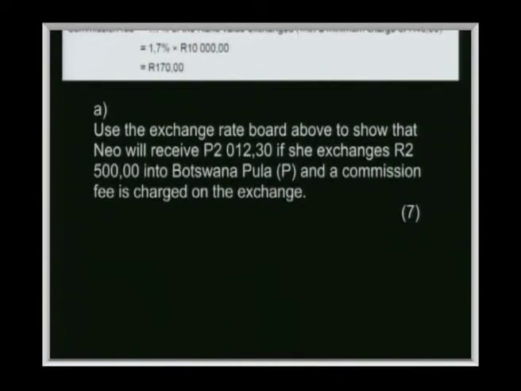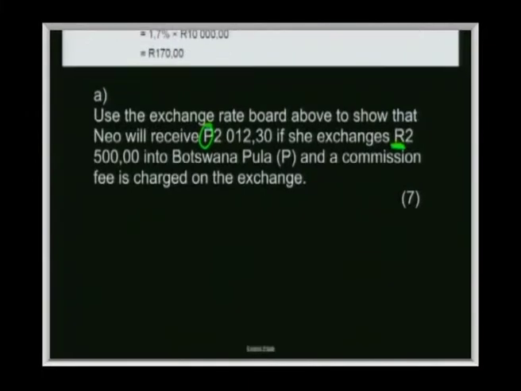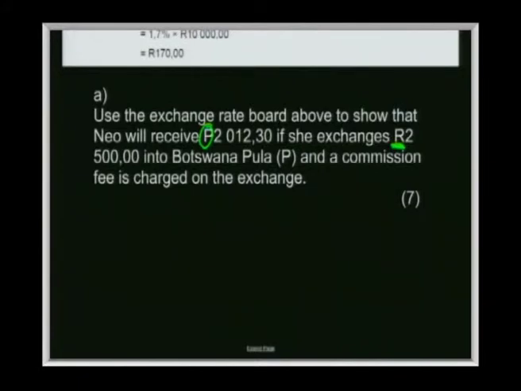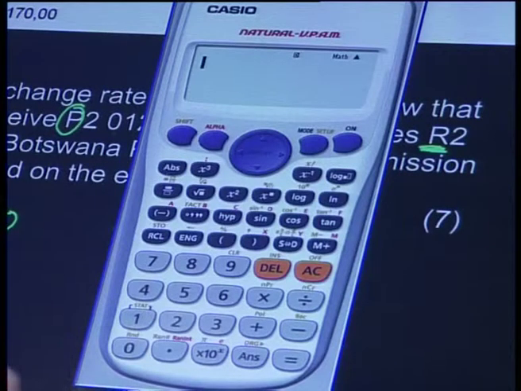Use the exchange rate board above to show that Naya will receive, and this P over here stands for pula, 2012 pula and 30 cents, if she exchanges 2,500 rand into Botswana pula, and a commission fee is charged on the exchange. Well, how on earth are we going to start this question? First of all, we need to work out the commission fee, don't we? And our commission fee is 1.7%, and it's 1.7% of 2,500 Rand.